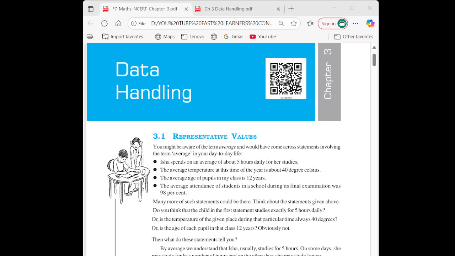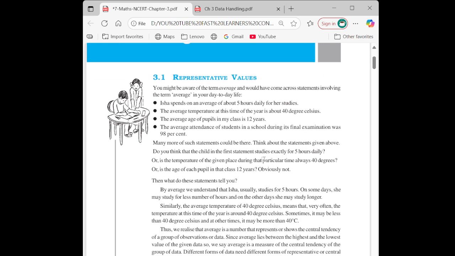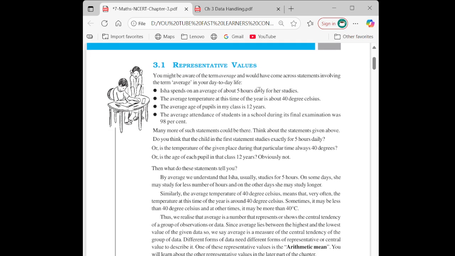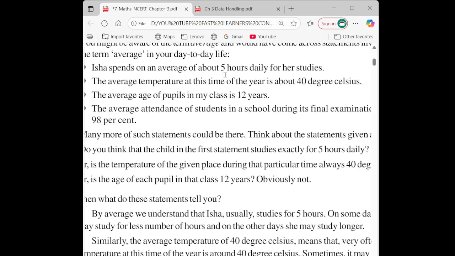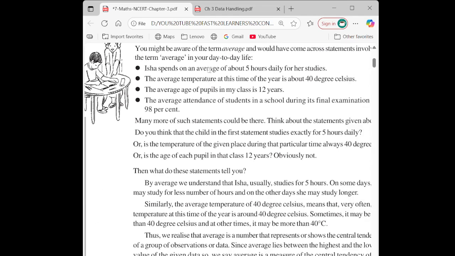Now you might be aware of the term average and would have come across statements involving the term average. Isha spends on average about 5 hours daily for her studies. So she might be spending one day 4 hours and 50 minutes, and the other day 5 hours and 10 minutes, and the third day maybe 5 hours and 15 minutes, the other day again 4 hours and 45 minutes or something. But we can say that she spends on average about 5 hours daily on her studies.